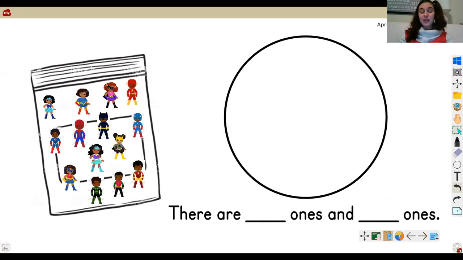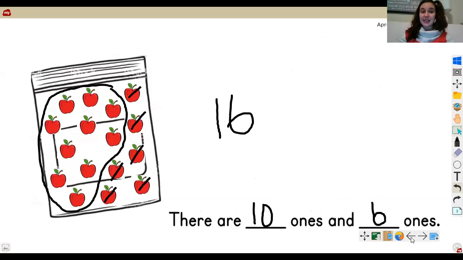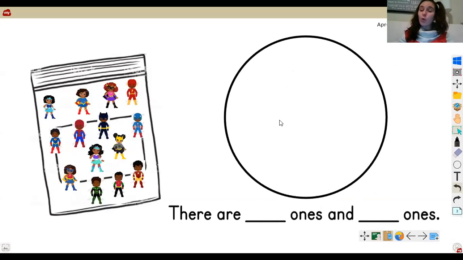Now, if the strategy of circling like I did here works best for you, go ahead and do that. If this strategy works best for you, you can go ahead and do that too. As long as the problem is not asking you to specifically circle a group of 10, you can go ahead and use this one. So let's go ahead and put 10 superheroes in our circle.